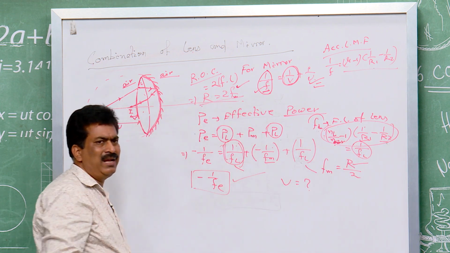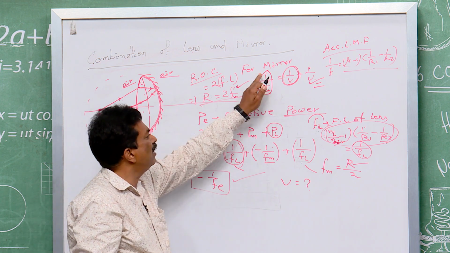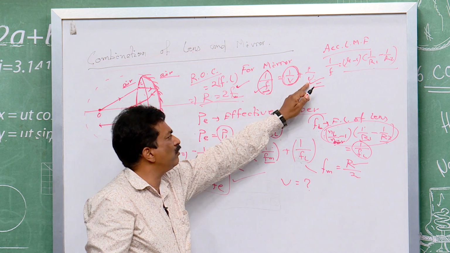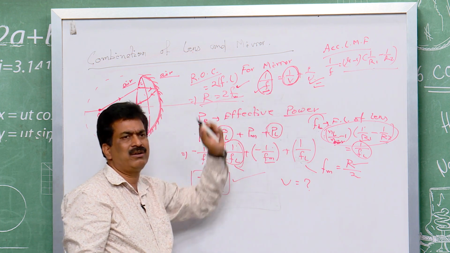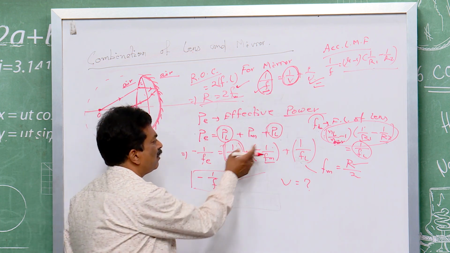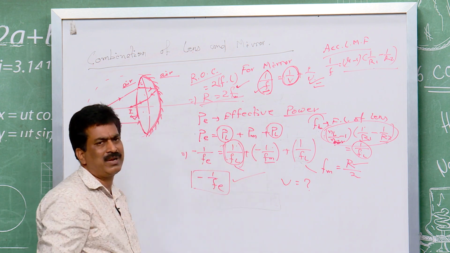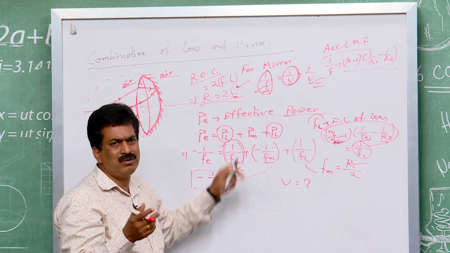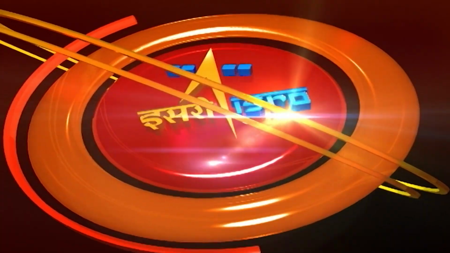So, ultimately you will find the value of 1 by FE. So, 1 by F you know, U value you know, after putting you will find the value of V. So, if a problem comes regarding this one, you first take its data and put it in this application, and you will find its result.